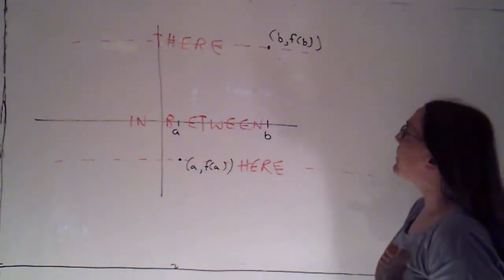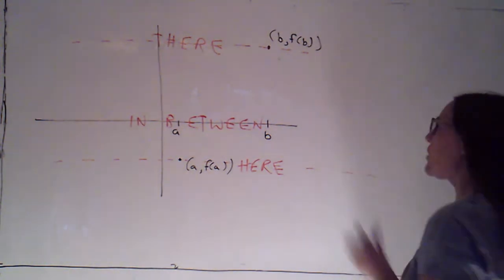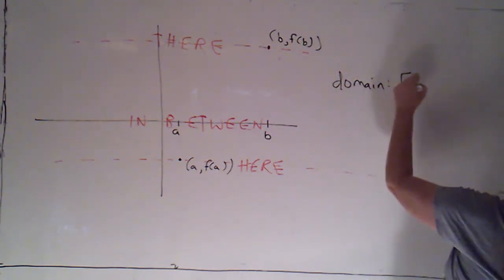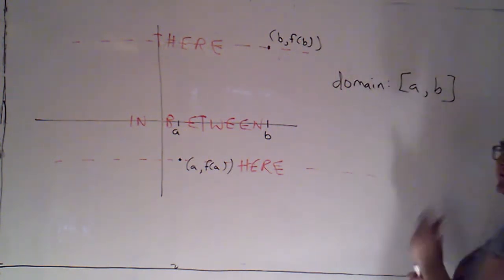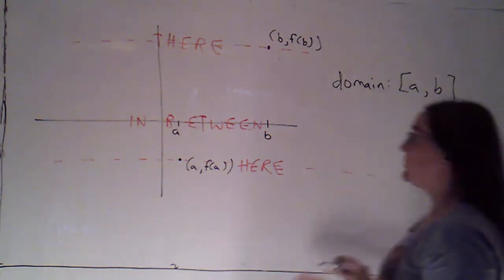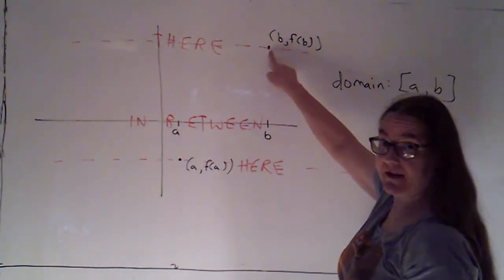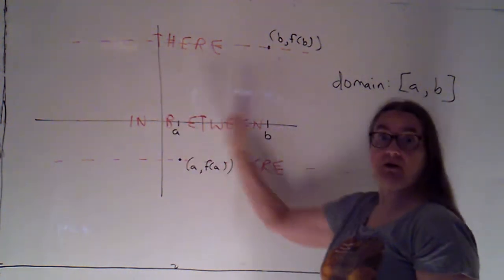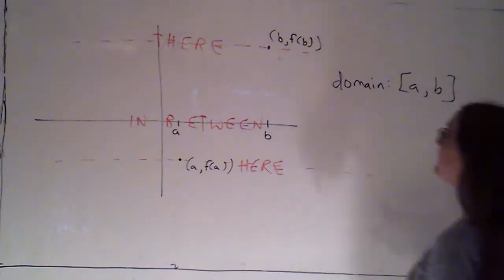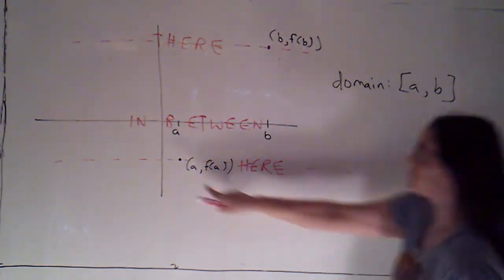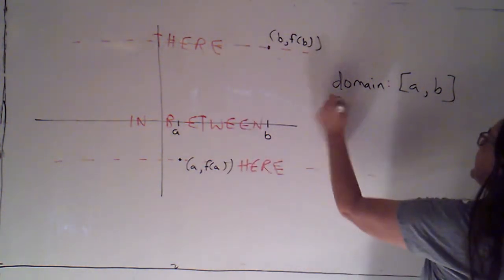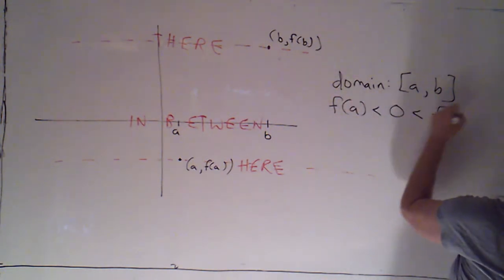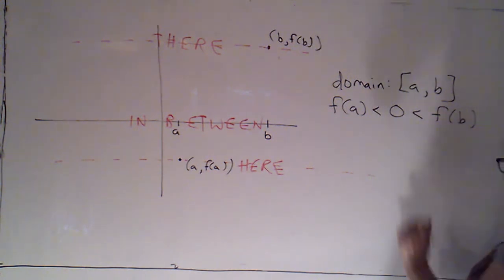Okay. Now, the challenge is for you to draw a function such that the domain is the closed interval from a to b. So, it has to include this point and this point, and has to have a point for every x value in between a and b. And you need to start here and end there, so that we'll have f of a is less than 0, which is less than f of b.